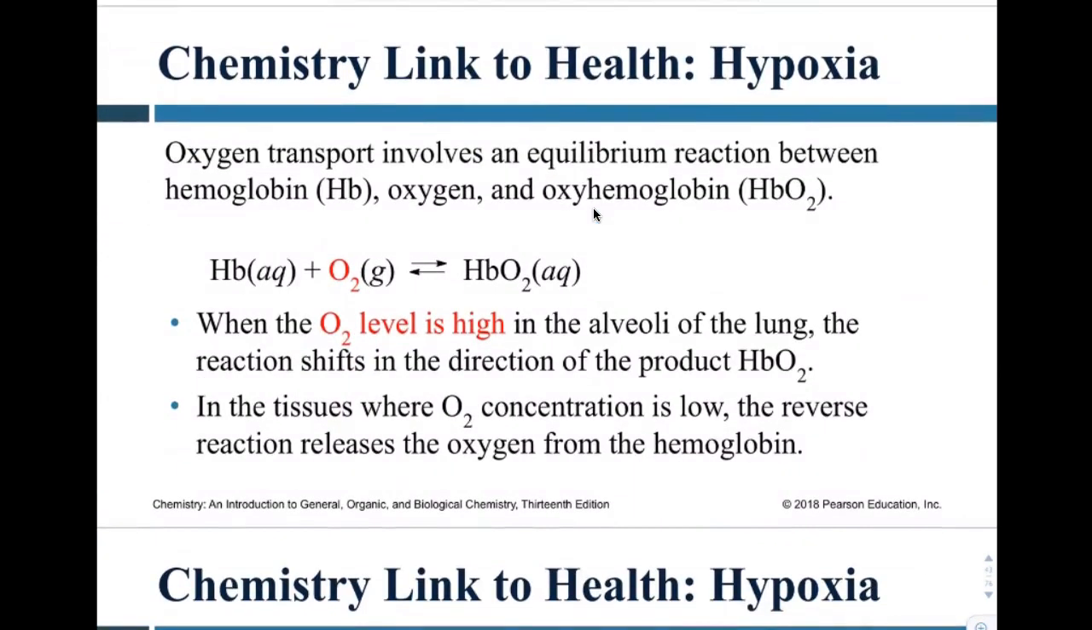And so looking back at our hypoxia again, if your oxygen level is high, I will add oxygen and I'll shift away, making more oxyhemoglobin. If my oxygen is low, I will take, so shift toward the oxygen, making more regular hemoglobin and getting rid of the oxyhemoglobin that I need.